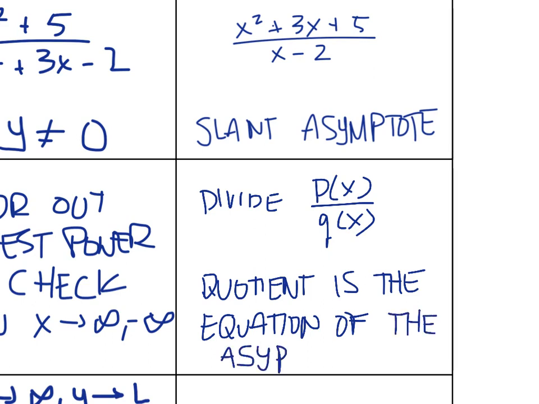If you're interested in why this works, there's lots of resources online you can check out, or you can come talk to me about it. It's sort of interesting why this ends up working. But anyways, the quotient is the equation of the asymptote.